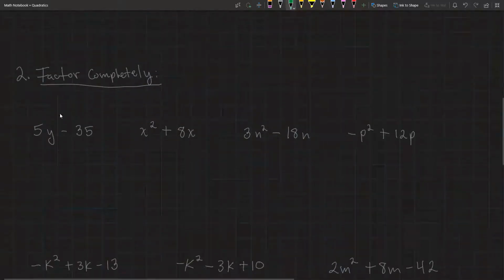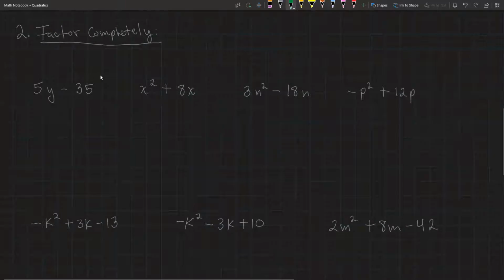We'll start from the most basic examples. 5y minus 35. The question we want to ask or think about is, what is the greatest common factor? What is the greatest common thing out of these 2 terms? What do they have in common? Notice how they don't both have variables.